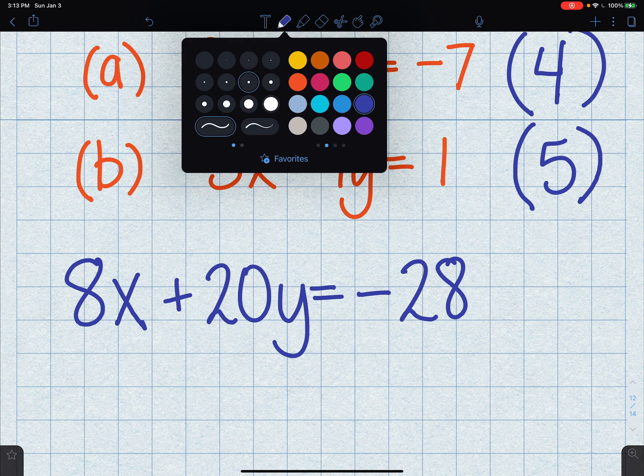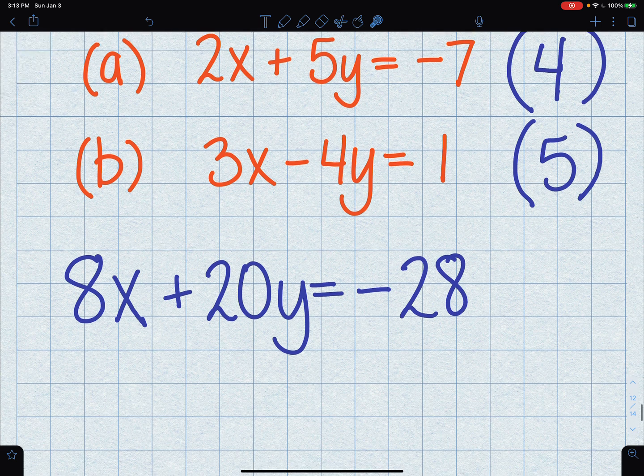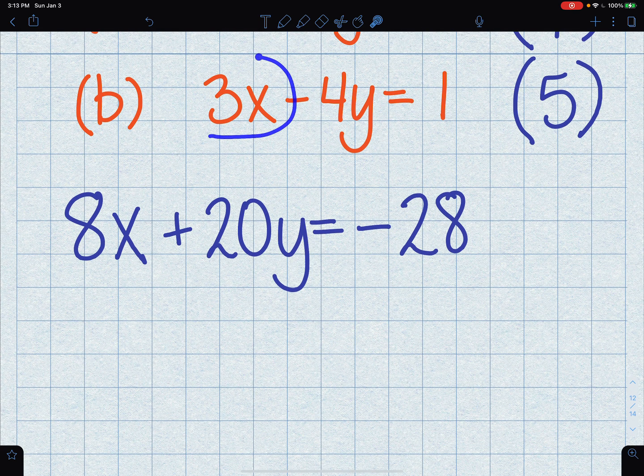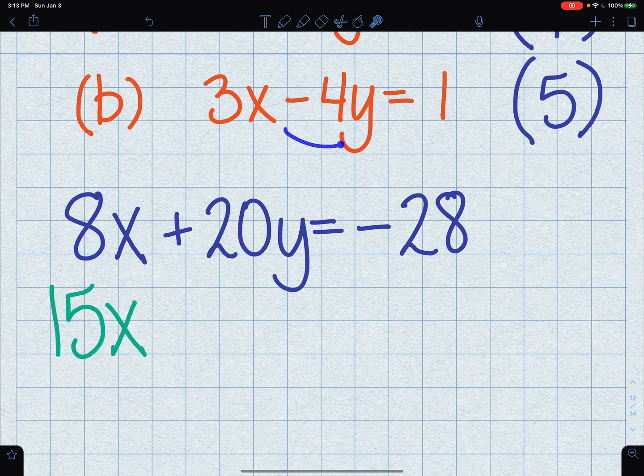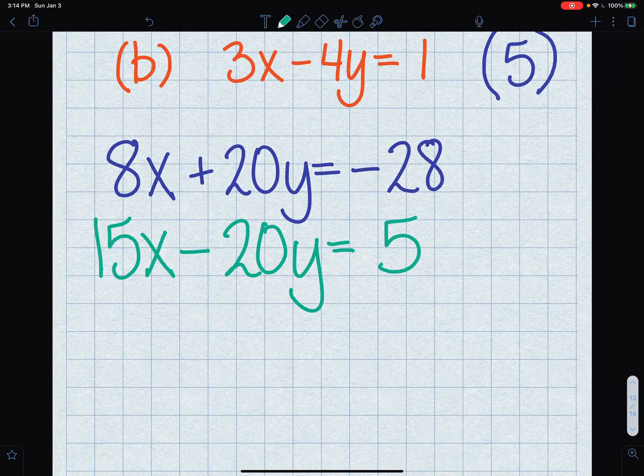Let's do the same with B. I'm going to use a different color. This time we're going to multiply everything by 5. That way we get rid of the y's. So 3x times 5 is going to be 15x. Then negative 4y times 5 is going to be negative 20y, is equal to 1 times 5, which is 5.